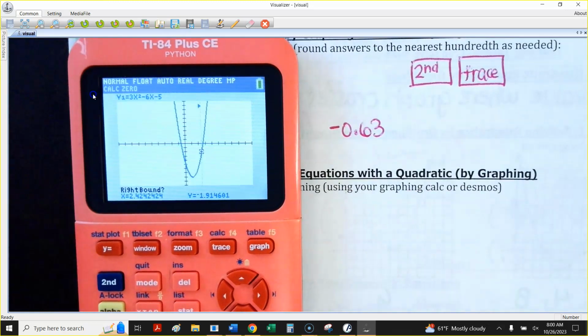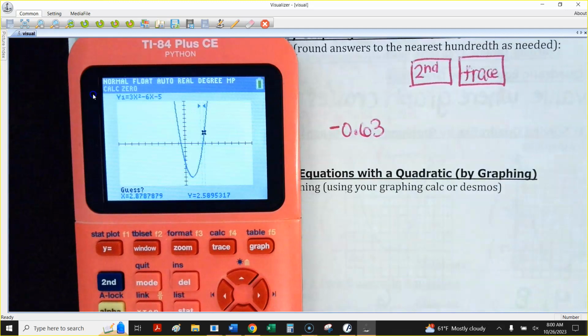And then again, it'll pop up this little arrow. This is where it's going to start. Then it says right bound. Just come just a little bit above and hit enter. And what you're doing, these two little arrows, if they pop up on your screen, you're telling the calculator, look between here and here for the 0. That's what you're telling the calculator.